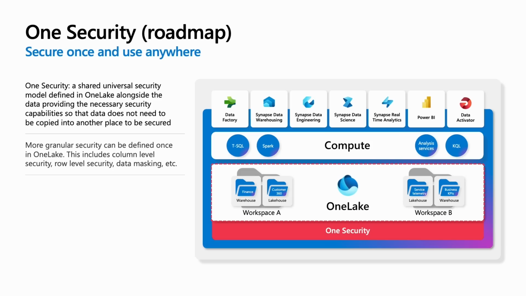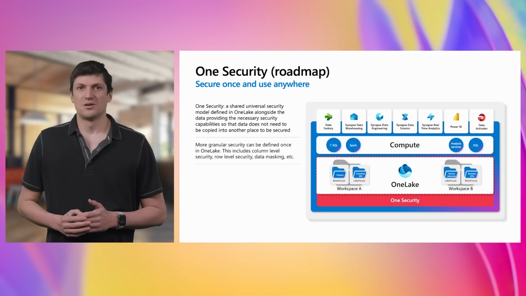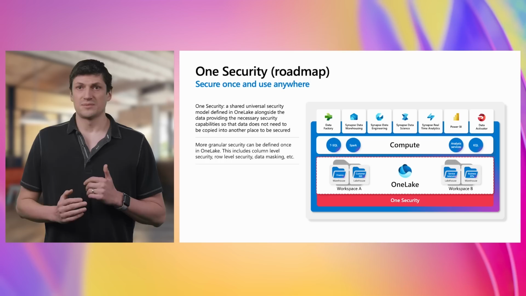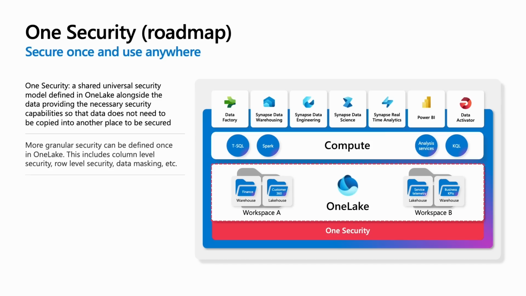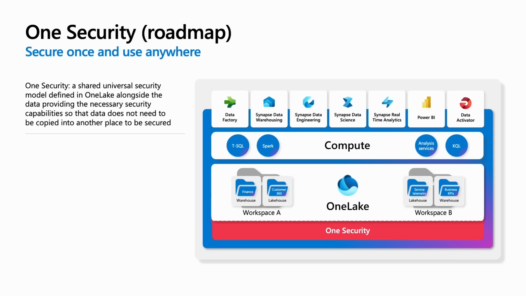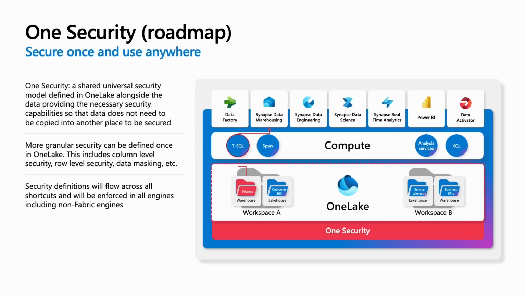To do this, OneLake will need to provide the necessary security features at the lake itself to support a wide range of analytic scenarios. More granular data security can be defined on a data item once in OneLake. This will include table, column, and row-level security. In this example, I have defined security on a data warehouse. That security will flow across any shortcuts which reference that data and be enforced by all engines, including when analysts and engineers access data using T-SQL, data engineers and data scientists use Spark, business users view reports in Power BI, and even in non-Fabric engines using the ADLS DFS API.